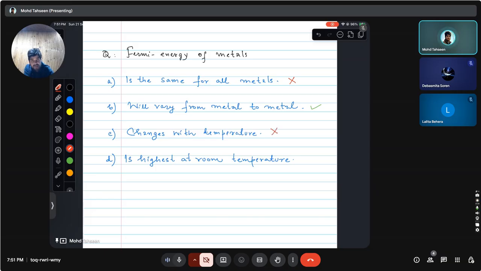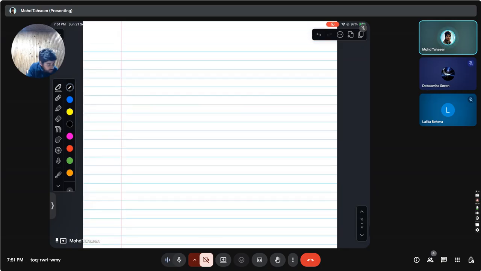And the fourth one, it's highest at room temperature. That is also wrong. There is nothing particular about room temperature that will make it the highest. So option B there is the correct one. And we can take one last conceptual problem.